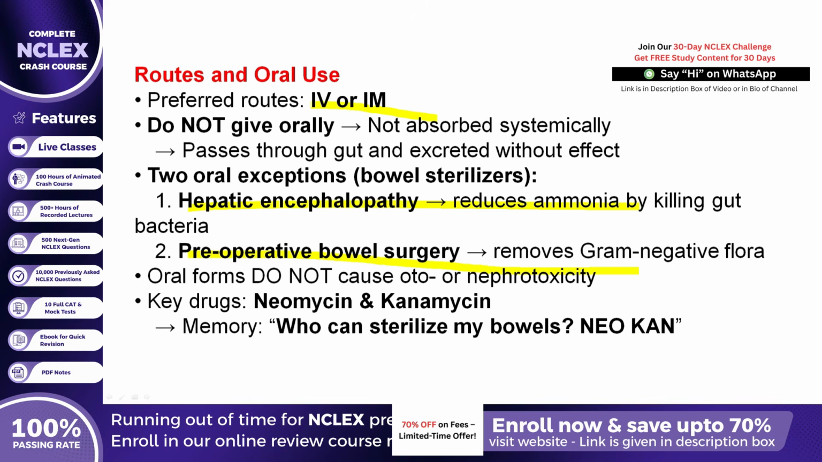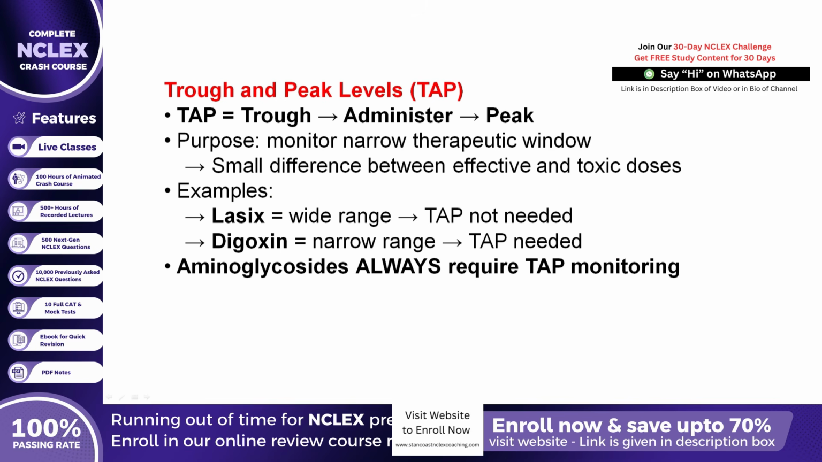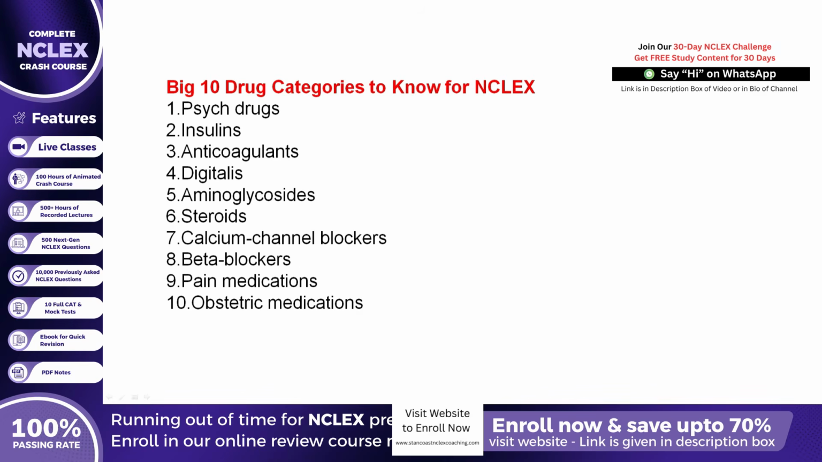Now let us move into trough and peak levels, often referred to as TAP. TAP simply means trough, then administer, then peak. The purpose of this is to help us monitor drugs that have a narrow therapeutic window. This is important because there is only a small difference between the effective dose and the toxic dose.